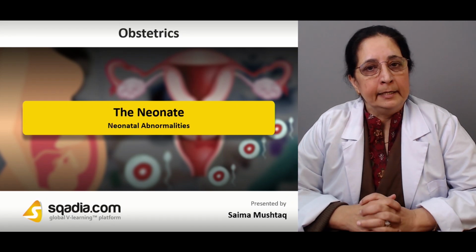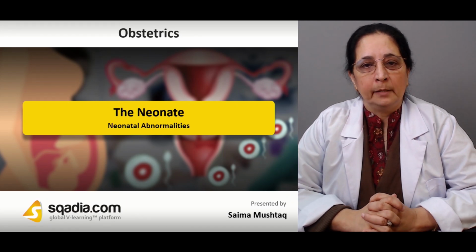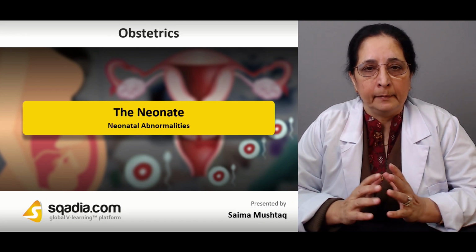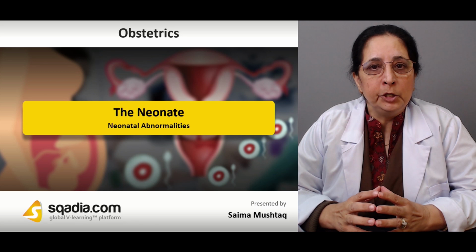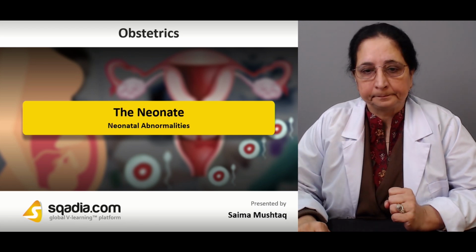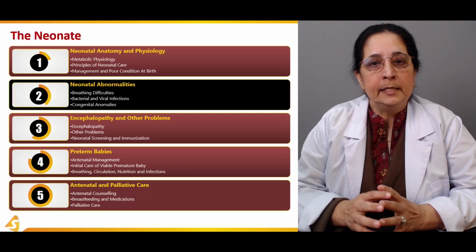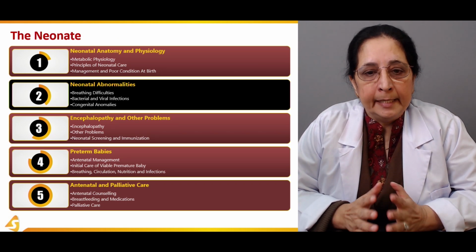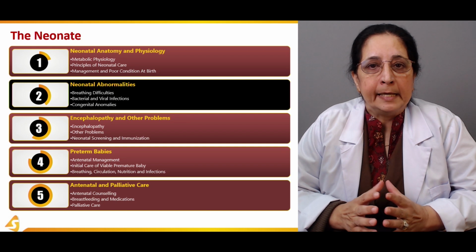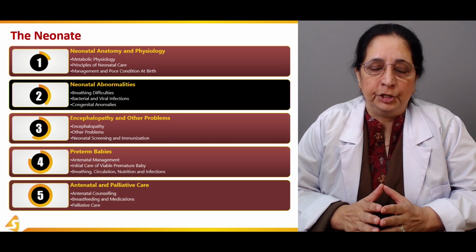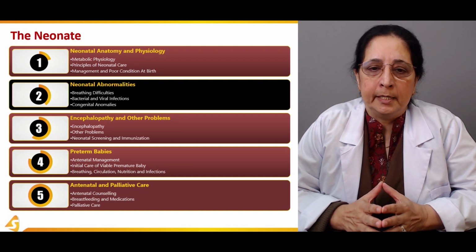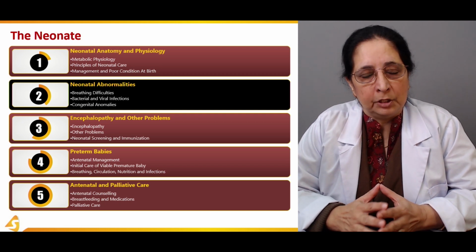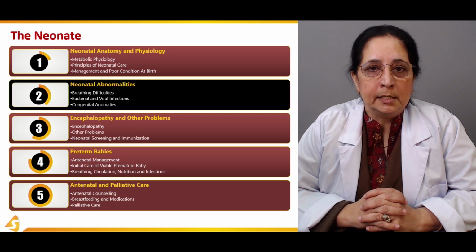Now, in our second section, we will talk about some neonatal abnormalities that are common in the neonatal period. The abnormalities which we will discuss in this section include some breathing difficulties, bacterial and viral infections which are common in the neonates, and also some congenital anomalies, again which are common in the neonatal period.